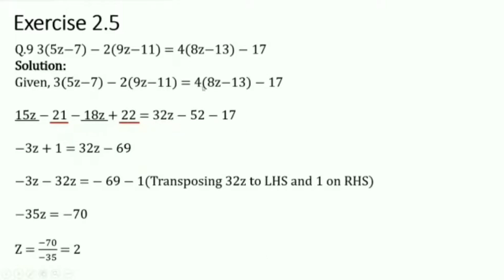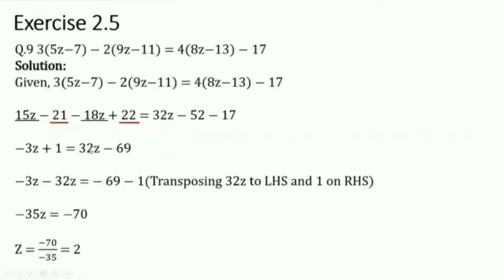Right hand side we have 8 into 4, so 32z. 4 into minus 13, so minus 52, and this minus 17 we will write as such. Now, like terms are 15z and minus 18z. So 15 minus 18 is minus 3z. Minus 21 plus 22 is plus 1, is equal to 32z minus 52 and minus 17. So it is minus 69.